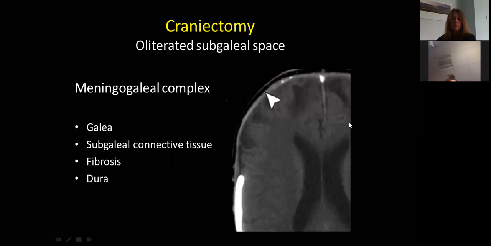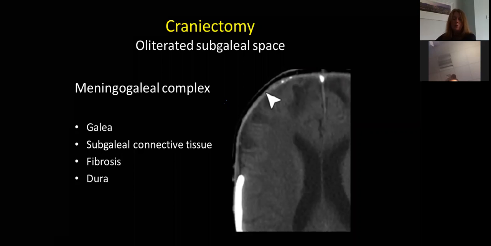This is what we'll see on axial CT after a craniectomy, so obviously intact bone here, bilateral craniectomy here, so no bone. And the subgaleal space, which was so nicely demonstrated on that pictorial, has now been obliterated. What's in its place is what we call the meningogaleal complex. On a CT, it's basically a combination of four things: you've got the galea, or the aponeurosis, some subgaleal connective tissue, probably a bit of scarring, and also a bit of dura. So you cannot separate these, obviously.